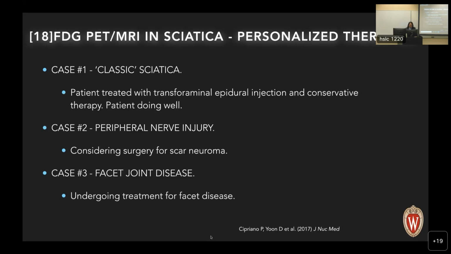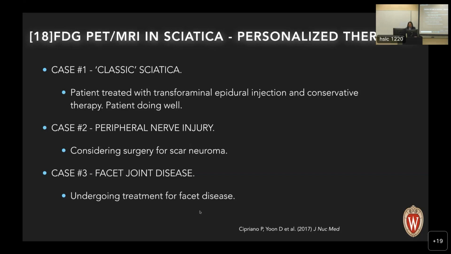So, 3 different cases. Classic sciatica was treated conservatively. The peripheral nerve injury, the scar neuroma, is considering surgery for the removal of that scar neuroma. And then this last patient is now going to get a facetectomy.